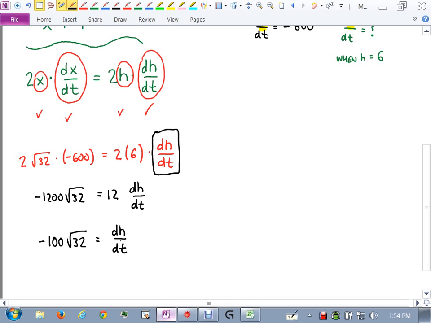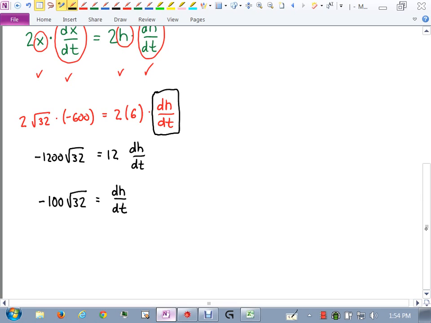And let's go ahead and get that as a decimal, as an approximate answer. So someone can verify with me. Negative 565.7. Anyone get something like that? Is approximately dh dt. Oh, I forgot to put my units.